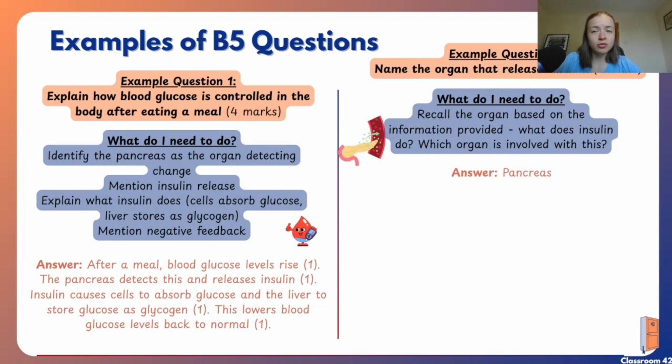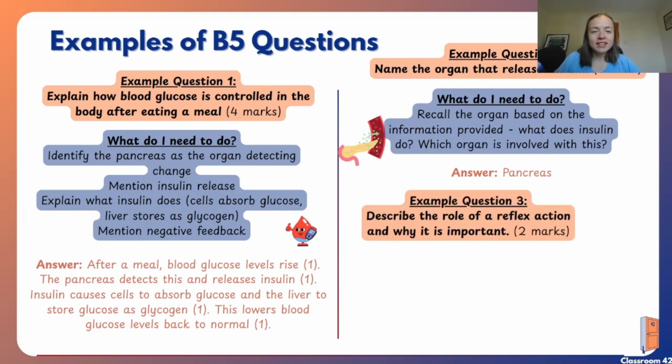And obviously we know the answer is pancreas, as we've just discussed, but this could come up with many different types of organs. So always try and think of the information and think about what is being described, what does that do, and how do I understand that overall picture of that particular function in the body, and that can help recall what organ's responsible for that.